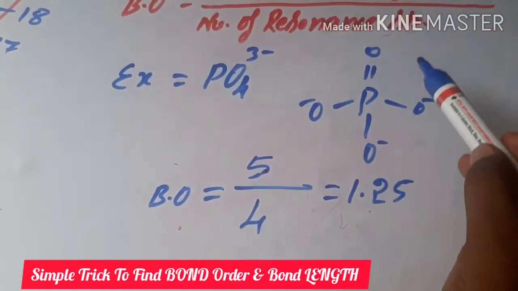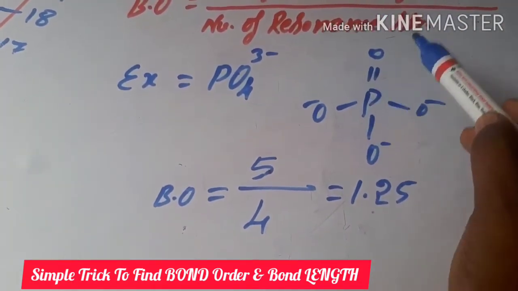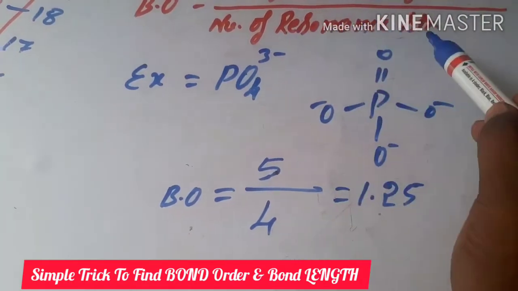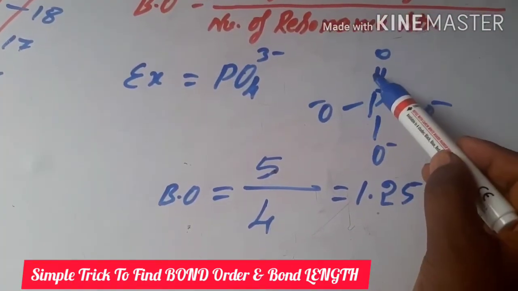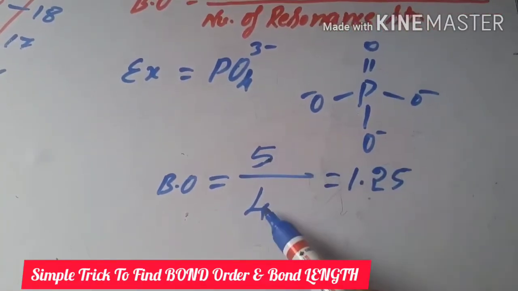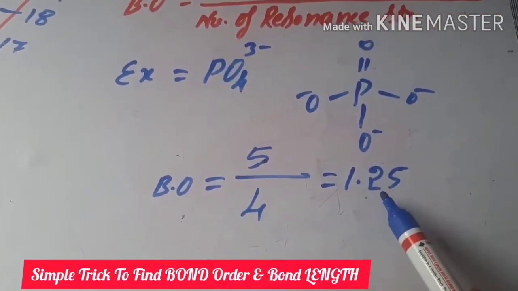The number of resonating bonds is the total number of bonds, and for the number of resonance structures you consider only single bonds: 1, 2, 3, 4. So 5 by 4, that is the bond order 1.25.